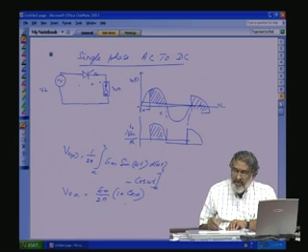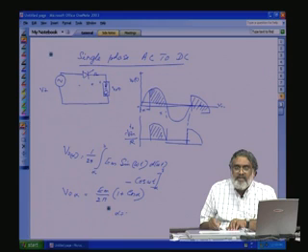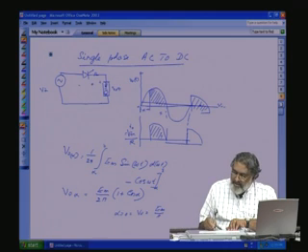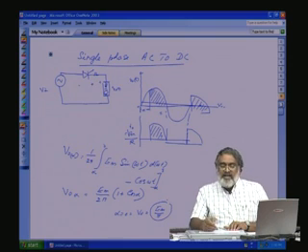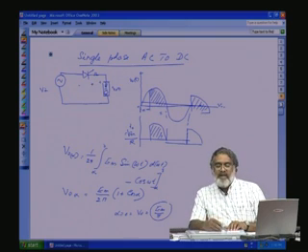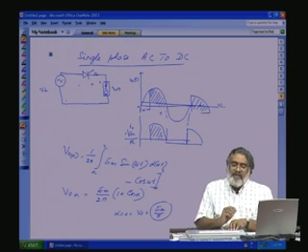When alpha is equal to 0, what will be the output? Alpha is equal to 0, V0 is equal to Em by pi. This is the output. And alpha equal to 0 means we are firing the thyristor at the positive zero crossing. What does it say? It says this can be replaced by a diode then.